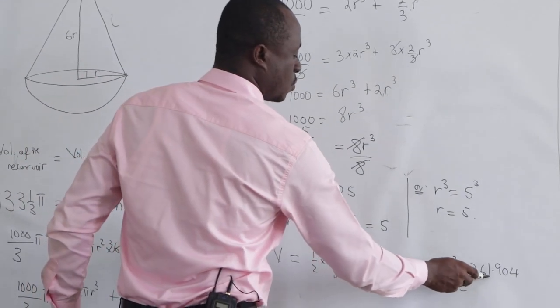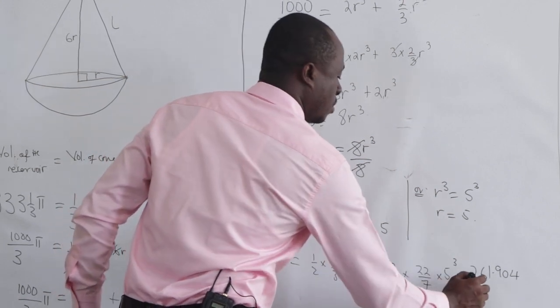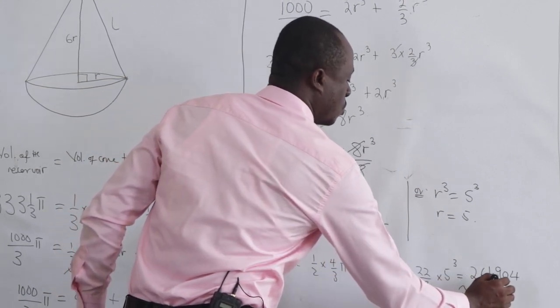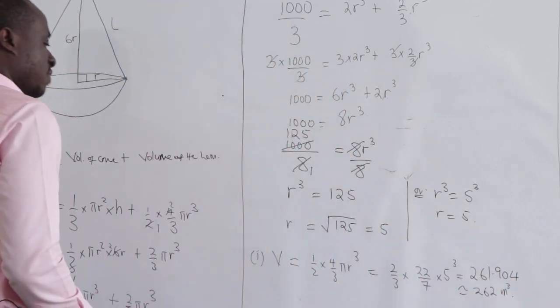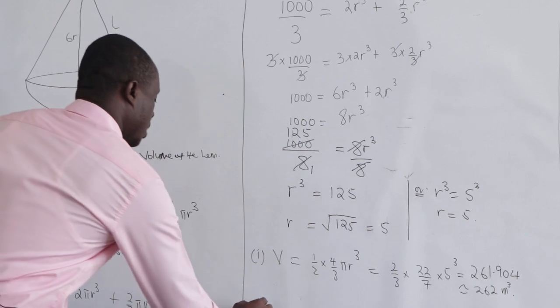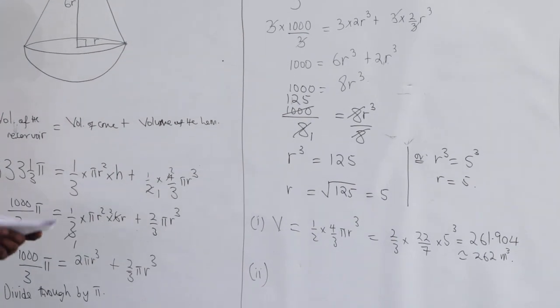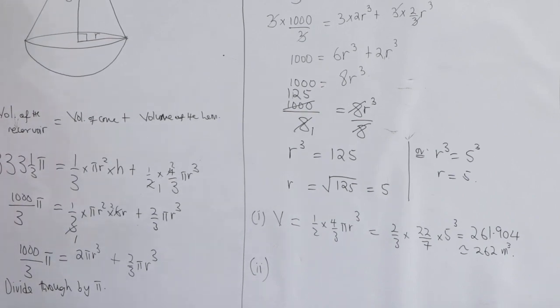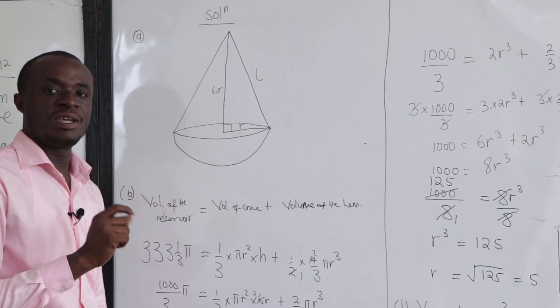Now, so we have 261, but what is following is 0.9. So this 9 will change this one. So we have 262 meters cube. That's the first one. Now, the second one is telling us we should find the total surface area of the reservoir. We should find the total surface area of the reservoir.